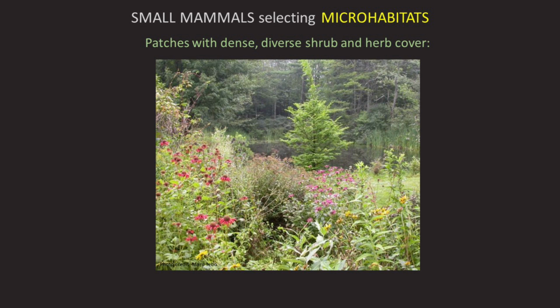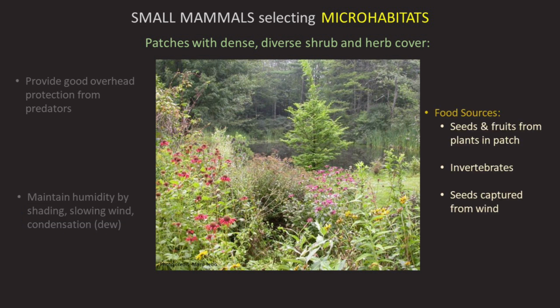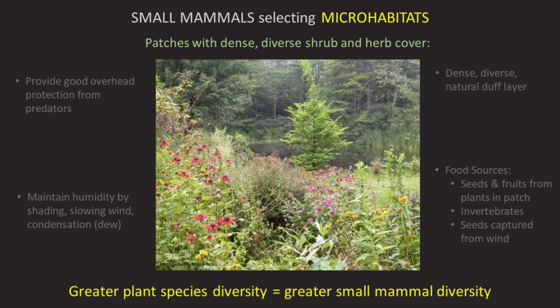Habitat patches like the one pictured here, that are composed of dense, diverse shrub and herb cover, provide ideal habitat for most small mammals. These areas provide good overhead protection from predators. The shrubs and herbs maintain the humidity by slowing the wind and collecting condensation as dew that provides an important source of water. And here, there is a concentration of food resources, including seeds and fruits produced by the plants in the patch, invertebrates on the plants and within the leaf litter, and seeds that accumulate here when they are blown in by the wind.